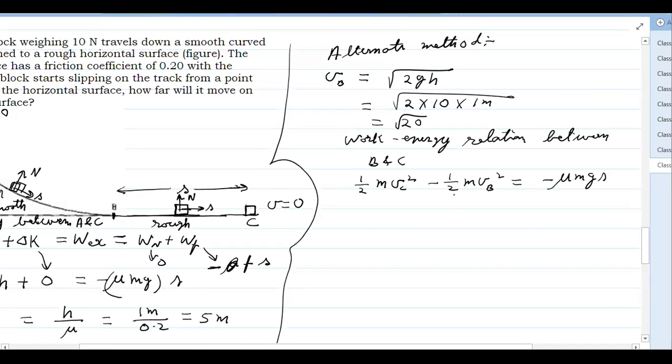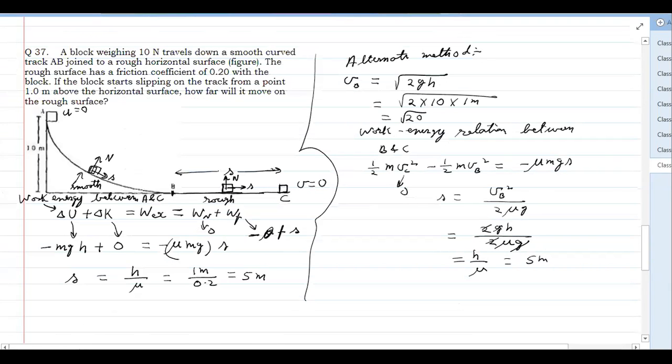If you solve it, vc is 0 and minus minus cancels, so S equals vb square by 2 mu g. Vb square is 2gh, divided by 2 mu g. G cancels, 2 cancels, so h by mu. Again we get the same thing. So these are the two alternate methods which we can use for finding the displacement of the object.